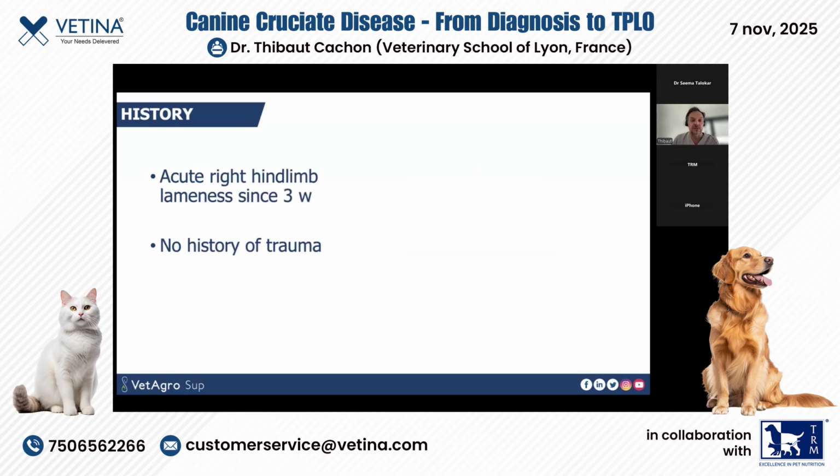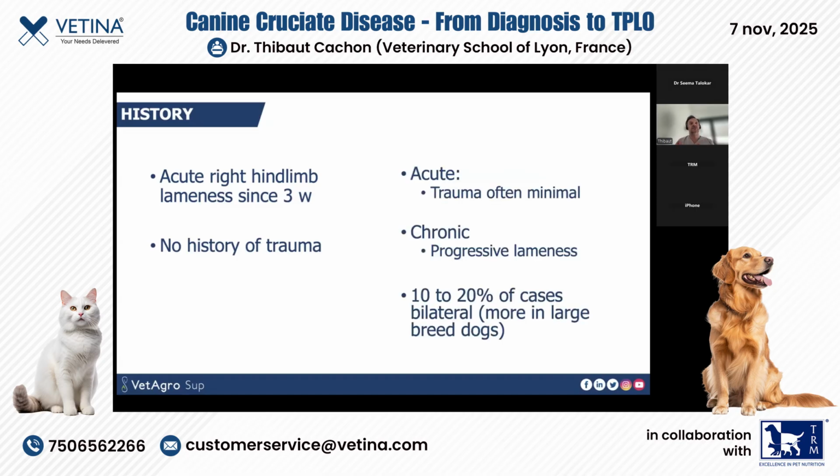Venus is presented to the clinic for acute right hind limb lameness since 3 weeks. There is no history of trauma. What is different in cruciate history is that you will get several types of presentation. I think you can see two types. The first one will be the acute one, where the trauma is often minimal, but the dog is very limp, with a lot of pain. Most of the time there is a huge instability of the stifle.